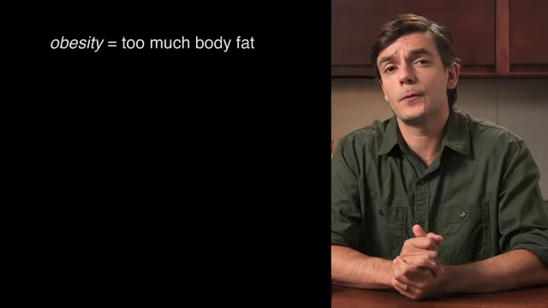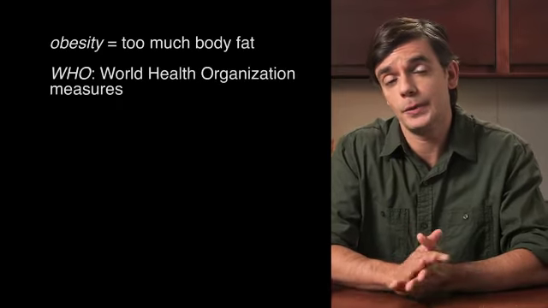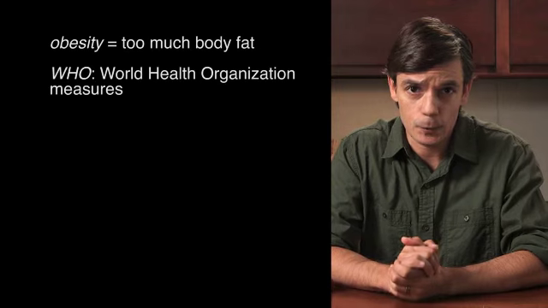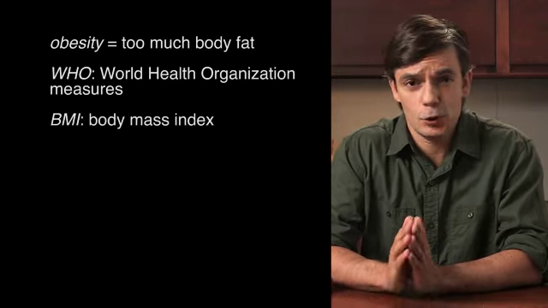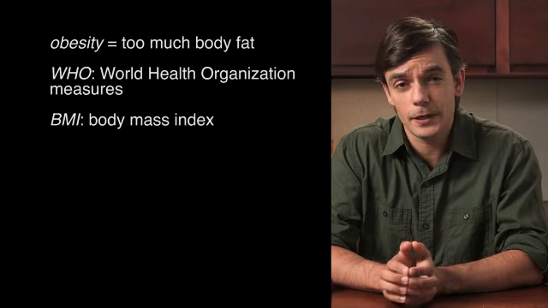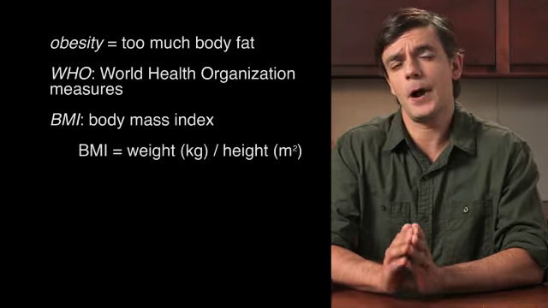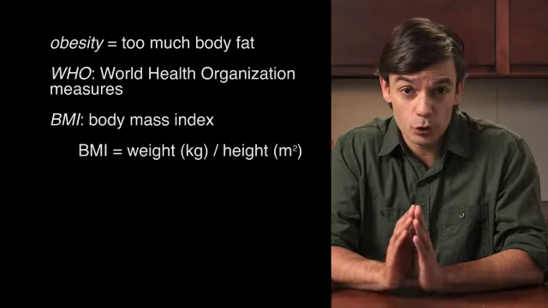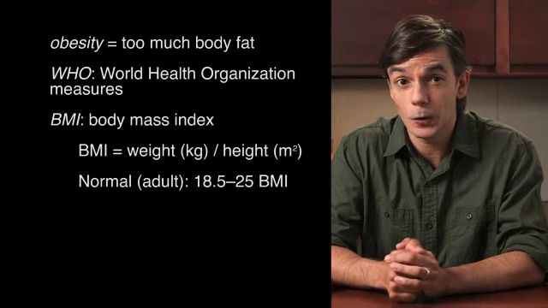Obesity is a health condition in which a person has an excess amount of body fat. The World Health Organization, also known as the WHO, measures obesity by body mass index, or BMI. The formula for calculating your BMI is your body weight in kilograms divided by your height in meters squared. An adult BMI of 18.5 to 25 is considered normal. 30 and up is considered obese.